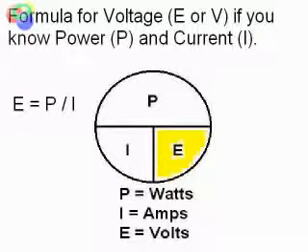Covering the E gives another useful formula that gives voltage E or V if you know power P and current I. Voltage E equals power P divided by current I.